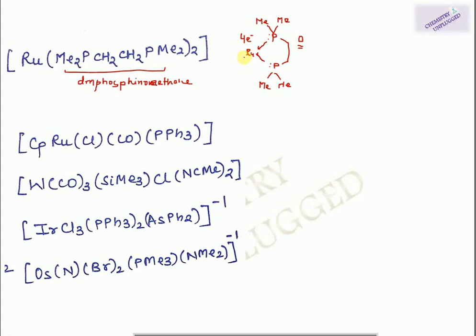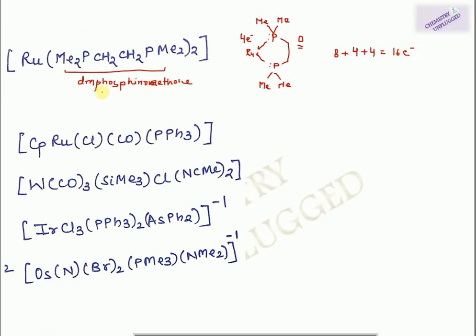And ruthenium belongs to the iron family. So it has 8 electrons in its valence shell. So 8 electrons in ruthenium. 4 is provided by one dimethyl phosphinoethane. So 4 electrons are provided by one ligand and 4 by the other, because we have 2 phosphinoethane ligands here. So the total will be 16 electrons.